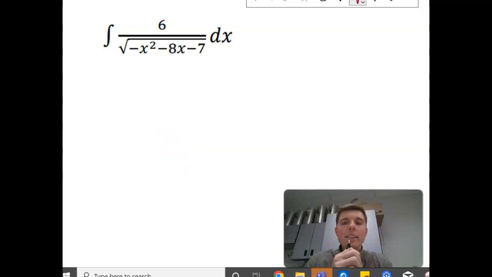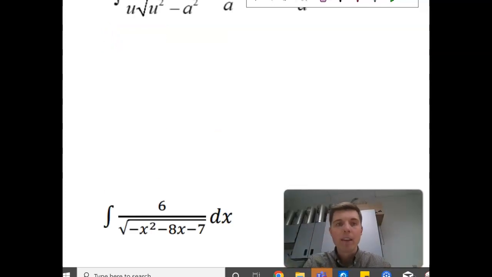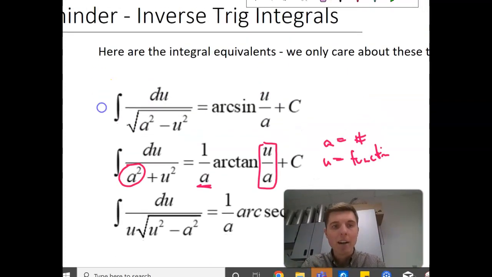So step 1, can it be u sub? No, there's no negative 2x minus 8 term. There's nothing even close. Step 2, can I do long division? No, not even close because it's got a square root. This does look to me like it might be arc sine though.